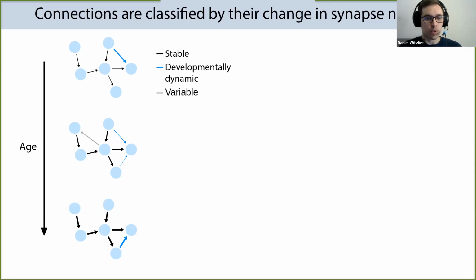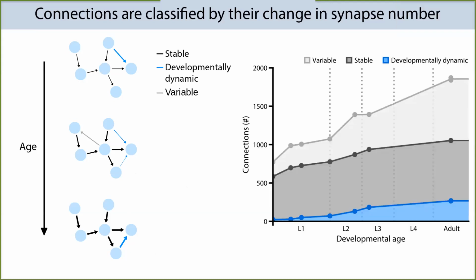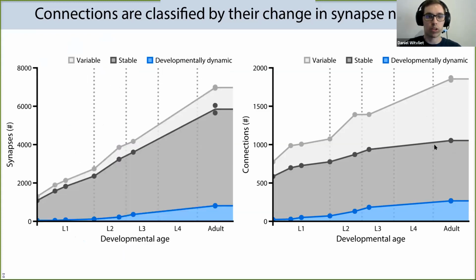So looking at these variable connections, we were actually surprised to see that they're fairly common. In the adult, they consist of almost half of all the connections, the same as the number of stable connections. These variable connections are typically weak, consisting of fewer synapses than other connections. So if we look at the total number of synapses making up these variable connections, the proportion is smaller, about 15% of all synapses within the brain. But it's still a big chunk, so they cannot simply be ignored.